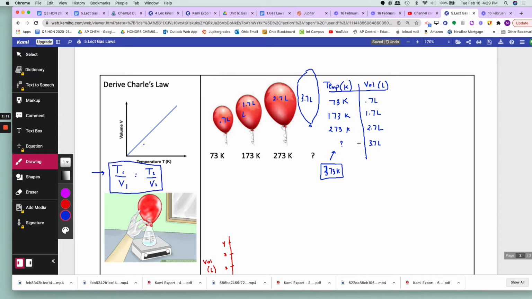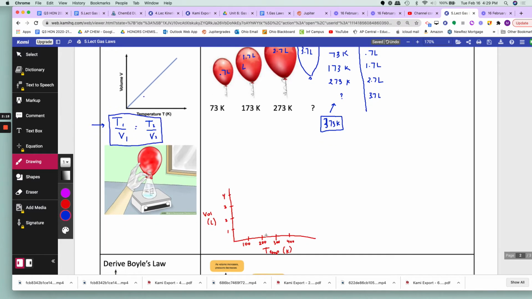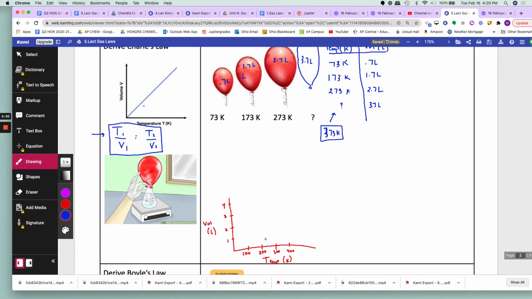So what we do is we take this data and we plot it, and by plotting it, we'll get an equation of a line. So here, let's plot this data. We have 73 K, here's the temperature on the x-axis because that's what we're changing. That's the independent variable. So 73 K is about right here, goes to 0.7 liters, so that's the first balloon. Then we heat it up to 173, 1.7 liters, 273, 2.7 liters, and that is our data.